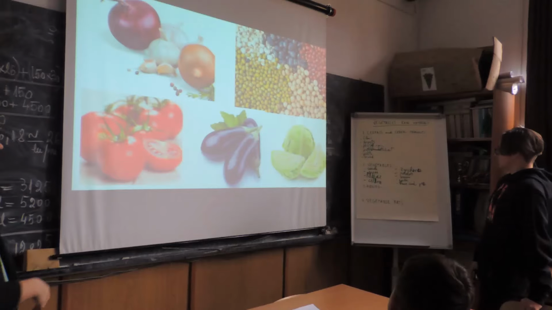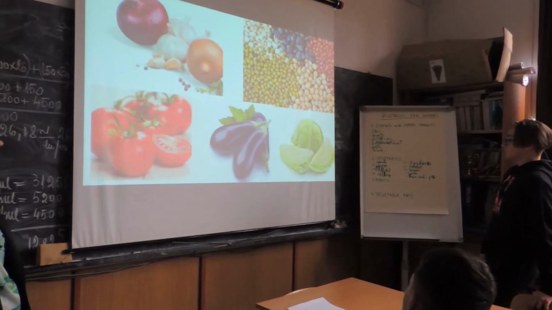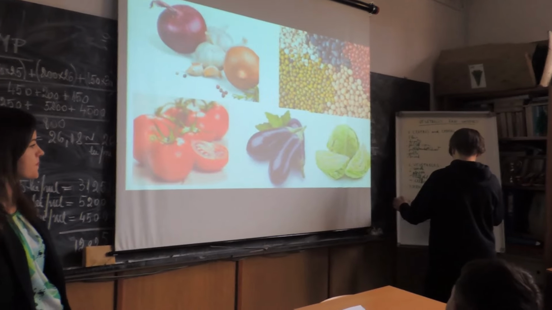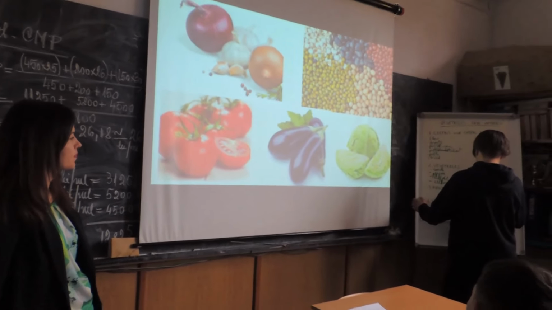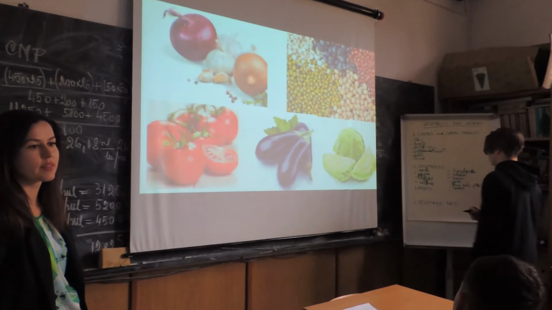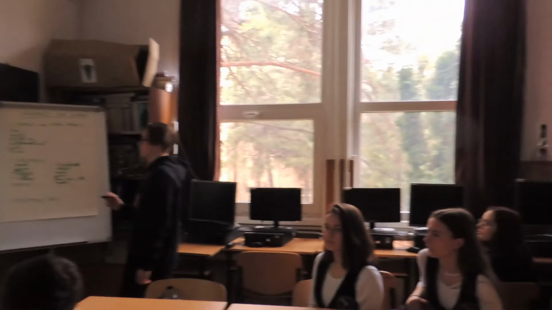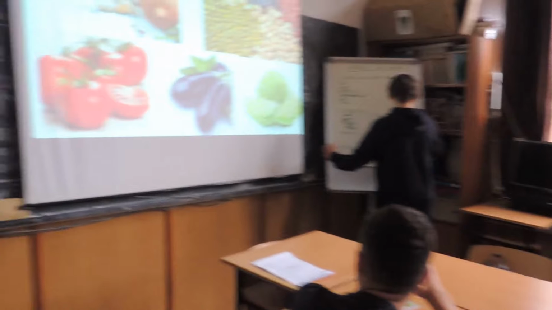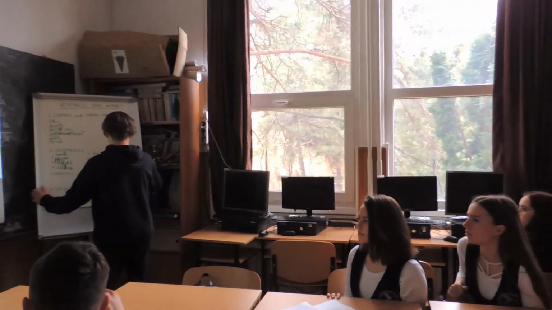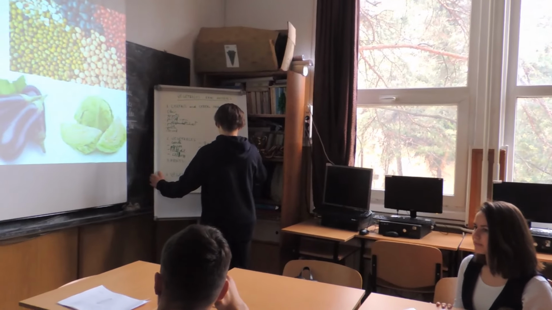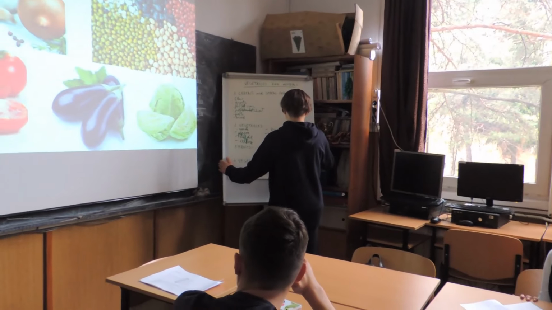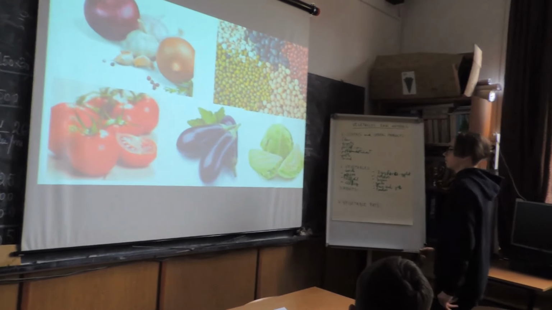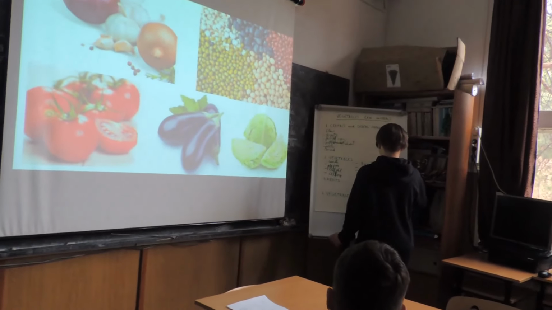Lentil. Then on the right? Tomatoes. Yes. Next? Eggplant. Do you know the British word for eggplant? Aubergine. It's also French, right? Yes. And you love French. Eggplant. Yes. And the last one? Cabbage.